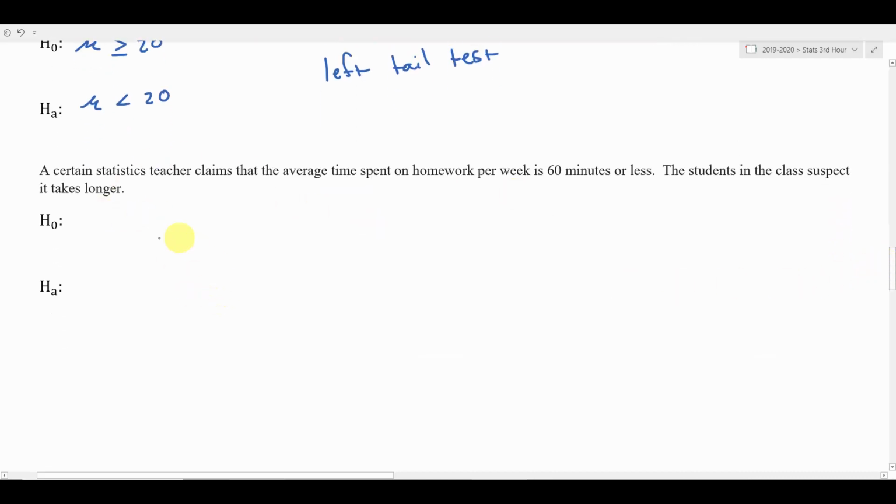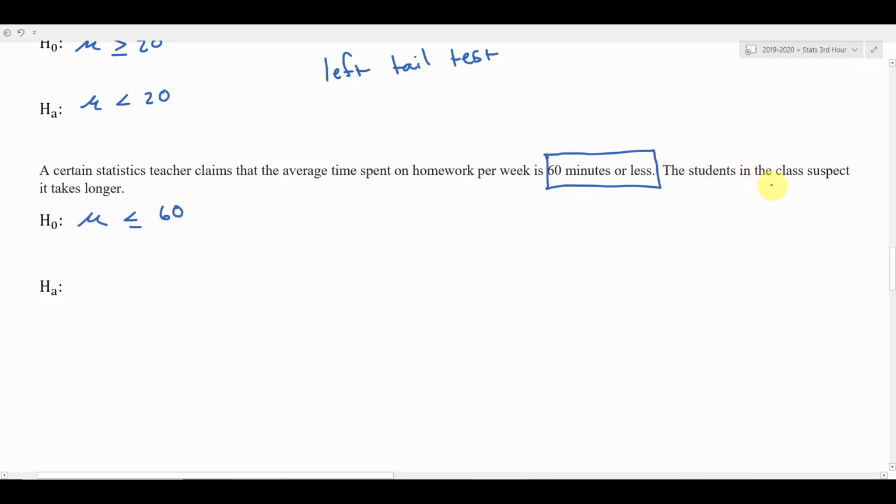All right, last one here. A certain statistics teacher claims that the average time spent on homework per week is 60 minutes or less. Okay, so there is our assumption about the population. It's 60 minutes or less. So I'm going to say the average time is less than or equal to 60. That is what the statistics teacher is assuming about the population.